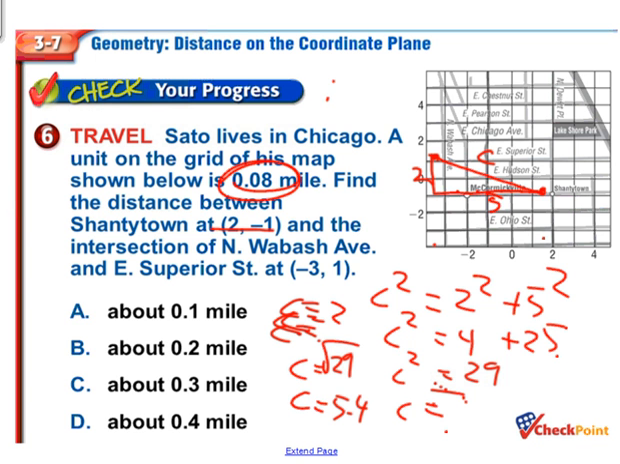So it's 5.4 times 0.08. If I actually multiply those on my calculator here, I get an answer of 4.3. Well, not 4.3, but 0.43, and the answer that's closest is 4.